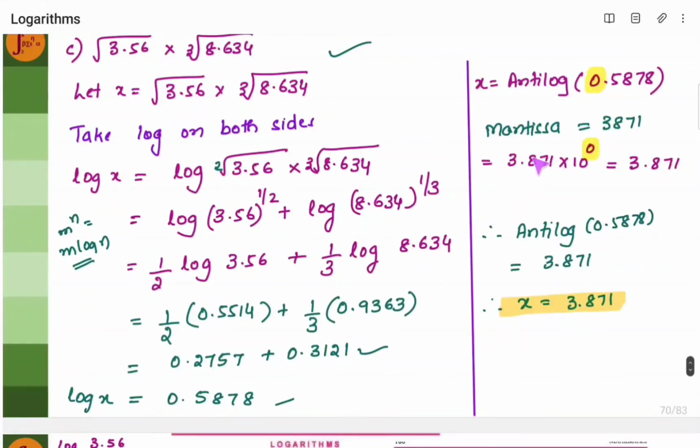Where to put the decimal point? After the first digit, into 10 to the power what? Here the number is 0. So 10 to the power 0, which is nothing but 1. So it's going to be 3.871 itself. So basically x is equal to 3.871.